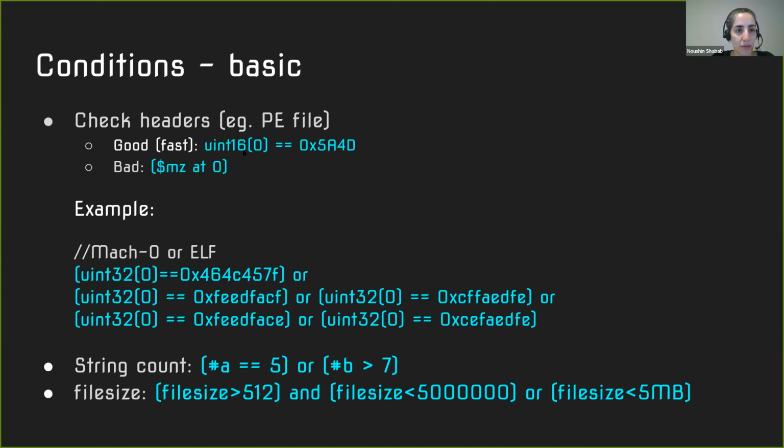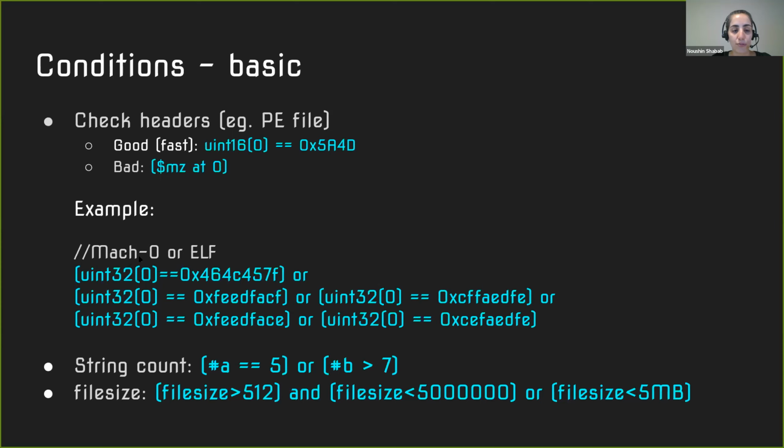Okay, so talking about the basic conditions. First of all, it's important to check the header sometimes. If you are dealing with binary files or executable files, for example, PE files, which are portable executable files for Windows operating system, they all start with the 5A4D that I already mentioned in the previous slide. Also, we have other examples down here.